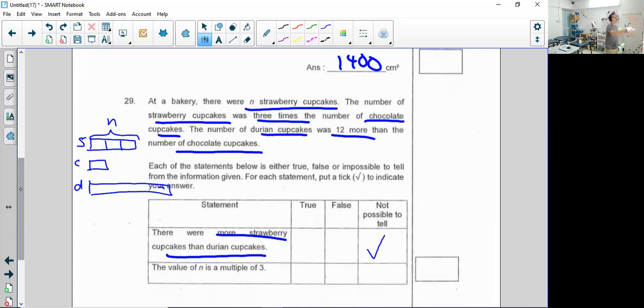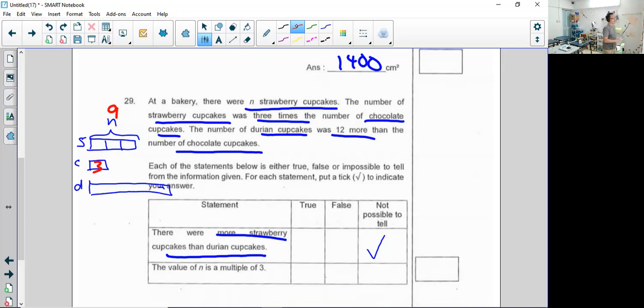For example, if n is 9, then how many chocolate cupcakes are there? I must take 9 divided by 3. Am I correct? Yeah. So you can see that the value of n, which is 9, is a multiple of 3.